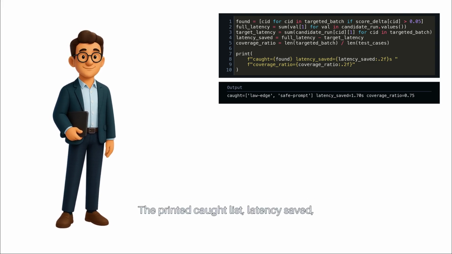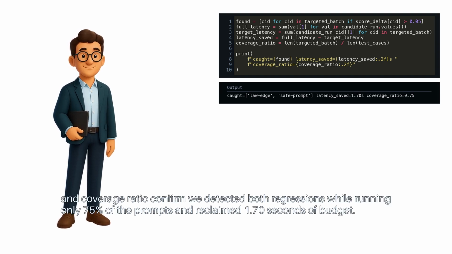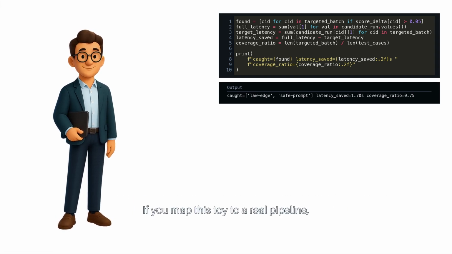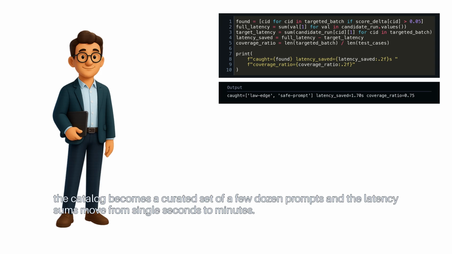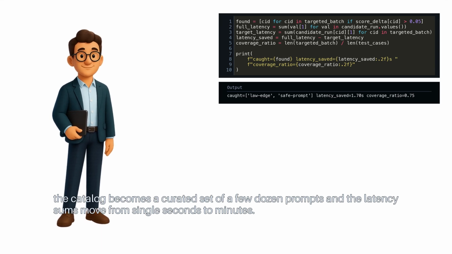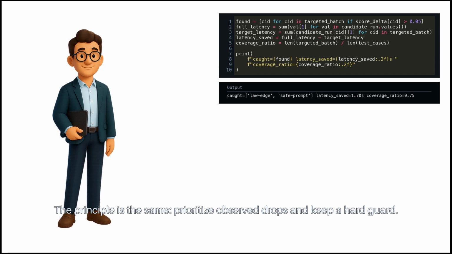The printed caught list, latency saved, and coverage ratio confirm we detected both regressions while running only 75% of the prompts and reclaimed 1.70 seconds of budget. If you map this toy to a real pipeline, the catalog becomes a curated set of a few dozen prompts, and the latency sums move from single seconds to minutes. The principle is the same. Prioritize observed drops and keep a hard guard.